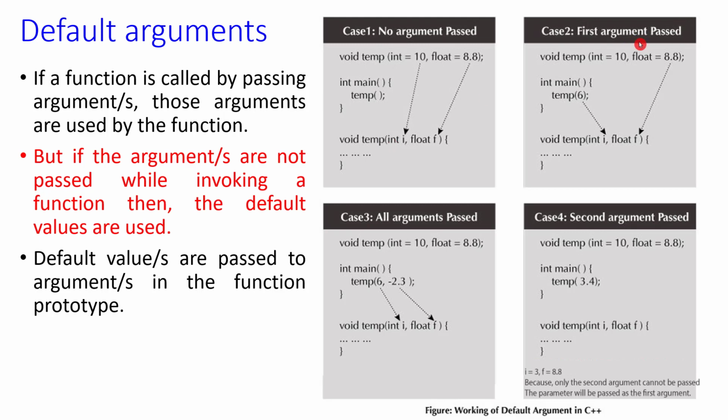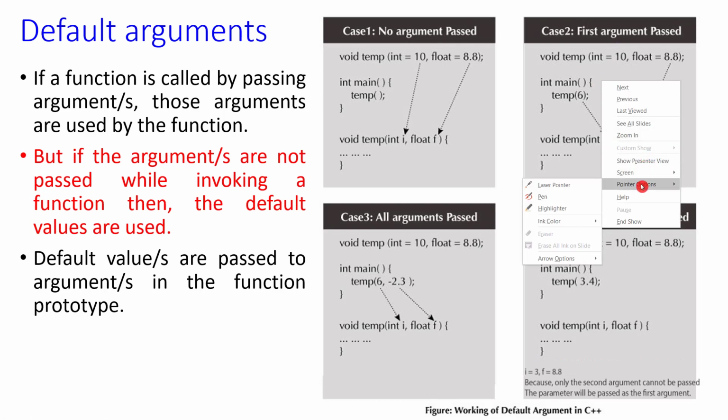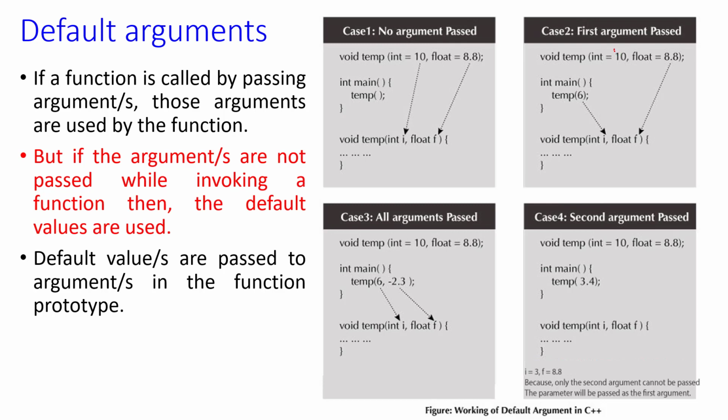In the second one, the first argument is passed. Here in the definition, you have the first one as an integer and the second as a decimal float. So inside the main program, you have only the integer. So only this first argument is transferred to the formal parameter.